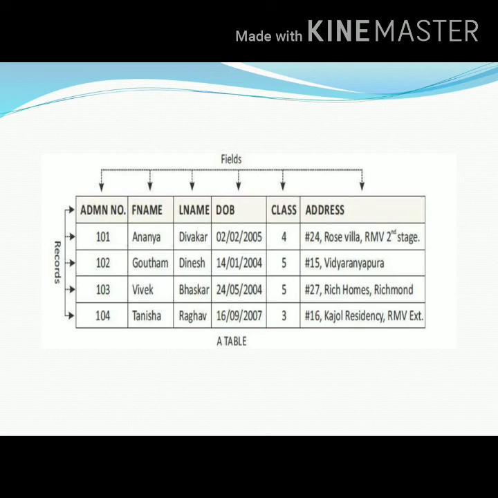Fields are nothing but, here, the admission number. Below the heading you will have all the details. The admission number will be a number, the first name will be text, and below that the related information is given. That is the field. The same goes for last name, date of birth, class and address. So children, whenever we maintain a table, the related information should be entered with the same type of data.